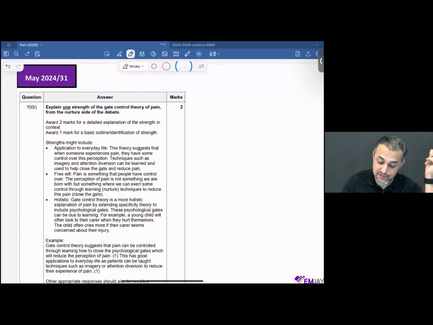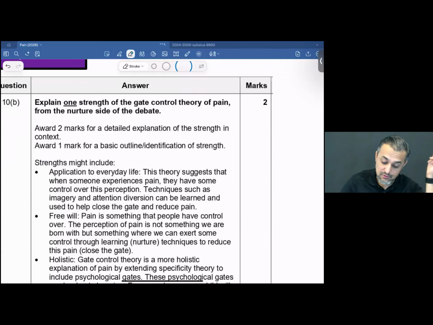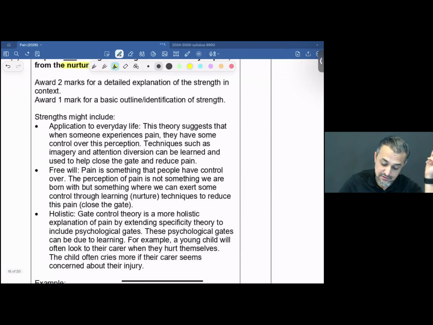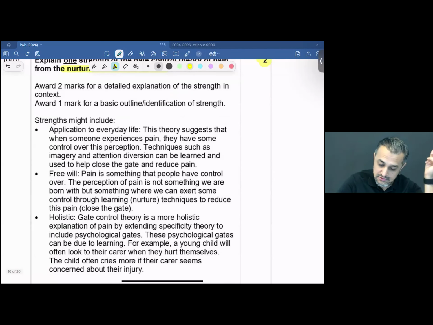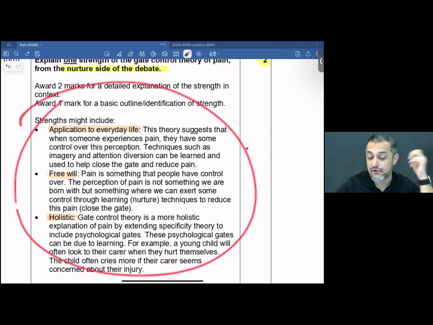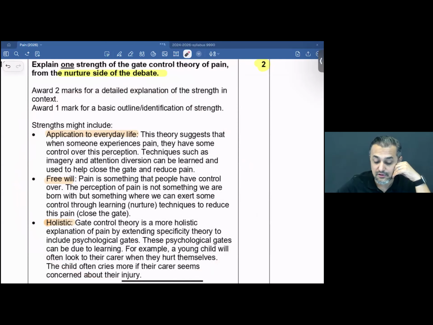So, explain one strength of the gate control theory from the nurture side of the debate. You could get a question of this sort as well. Strengths might include, again a 2-mark question, this is indicative content. So it could be any strength, but over here the examiner has given you examples of application to everyday life, free will, holistic. These are examples of strengths you could write about, and strength is again something that you could use for evaluations.